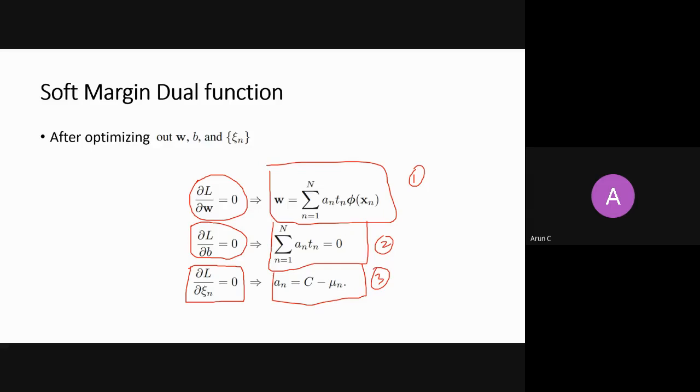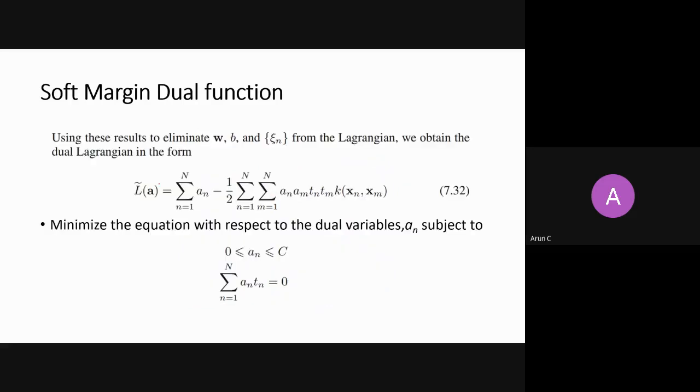Now I put all my values of W back into the Lagrangian, the same way we did before. Every time I see the summation of a_n t_n over n up to N, I replace it with 0. When I do this, I get the same functional form as in hard margin, exactly the same thing, but the only difference is in the constraints.